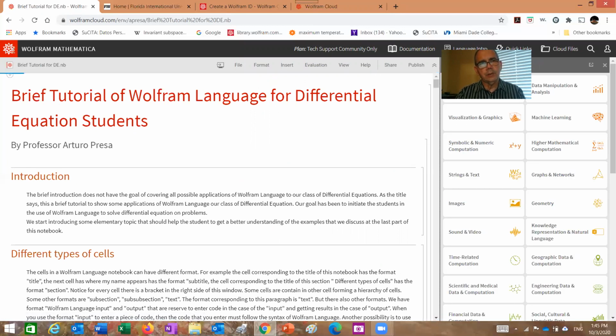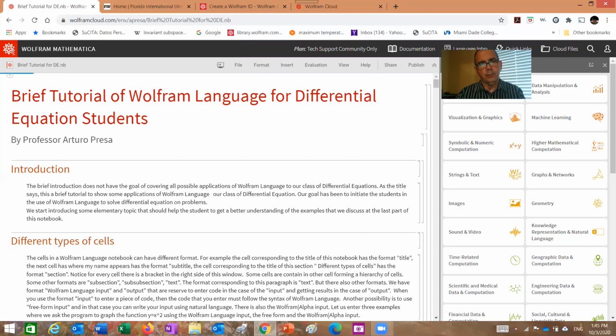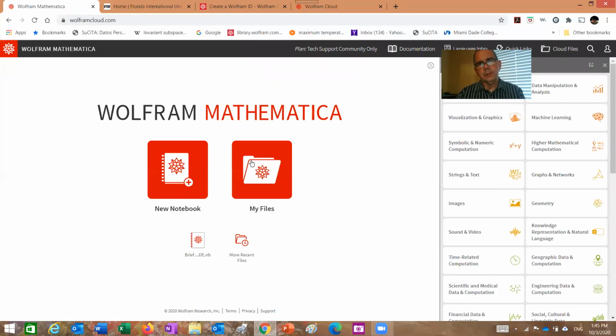But in general, when you don't have anything open, it goes here. You click on this symbol that looks like a star. This is what you see the first time that you enter. New Notebook allows you to create a new notebook, or My Files gives you access to all other notebooks that you have opened before. And in this case, if you want to create a new notebook, you click here.